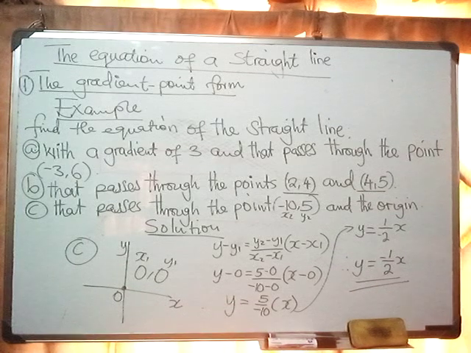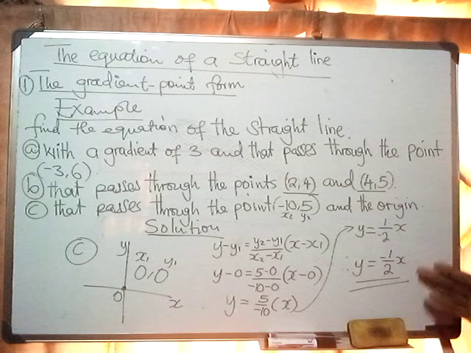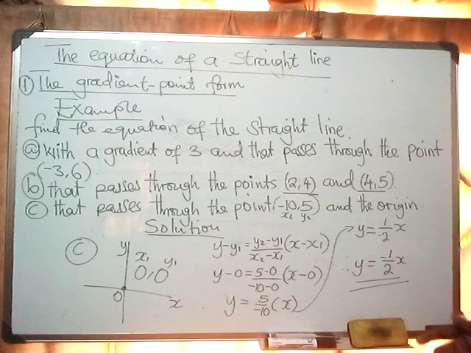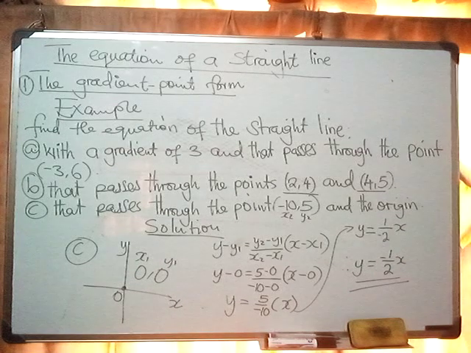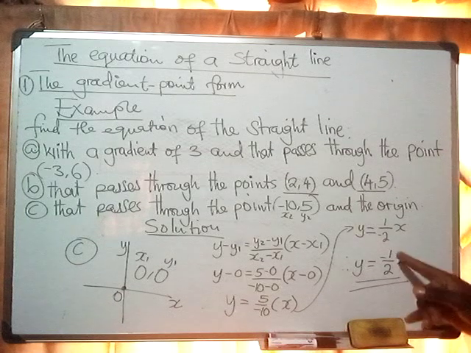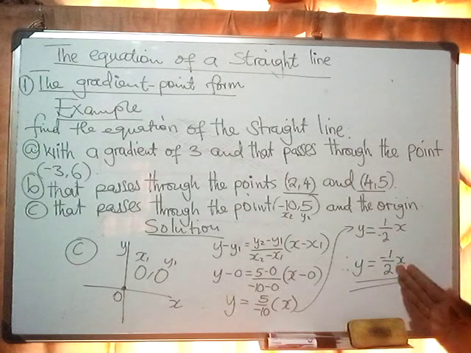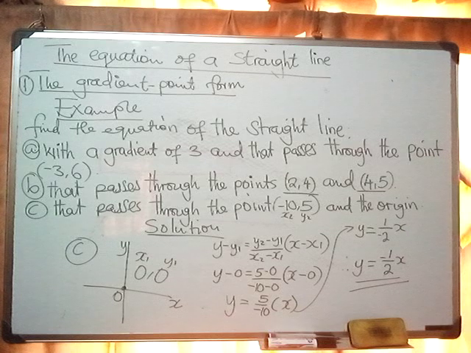So this one is the equation of the straight line. Your marker will know that the y-intercept is 0 and the gradient is negative 1 over 2. So this marks the end to our question.